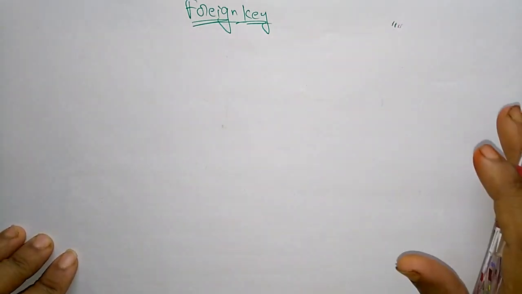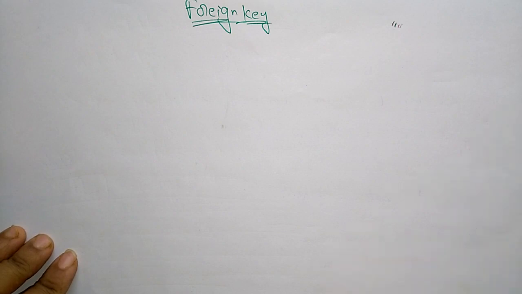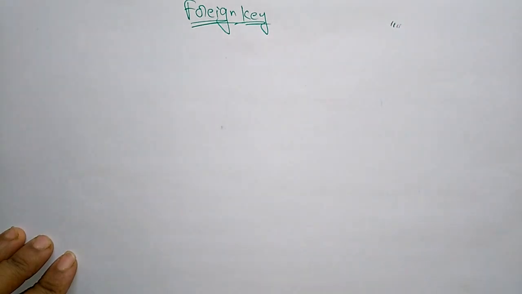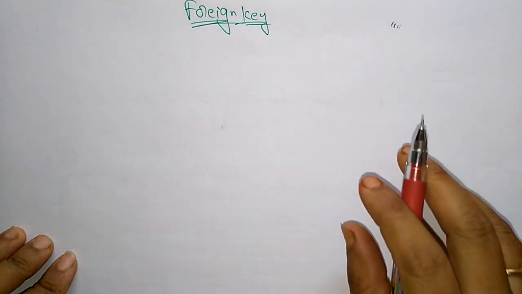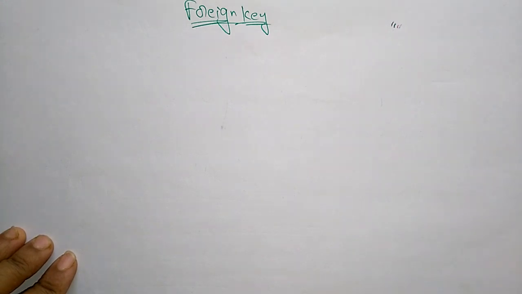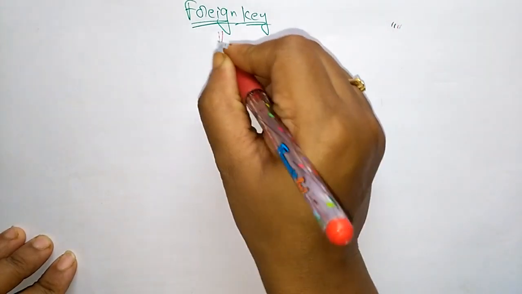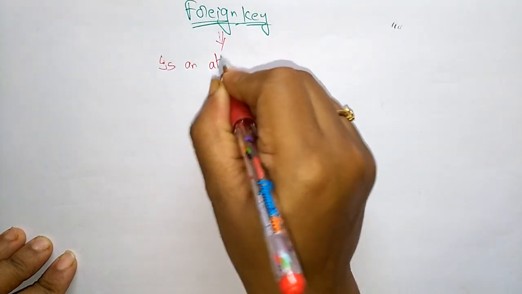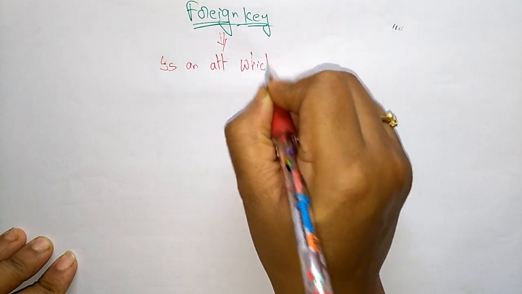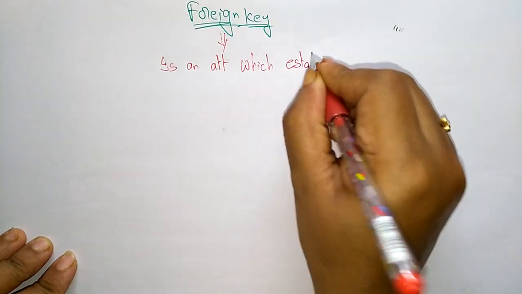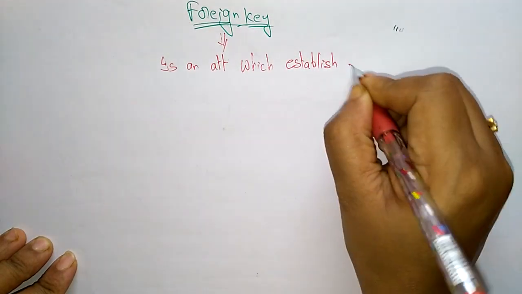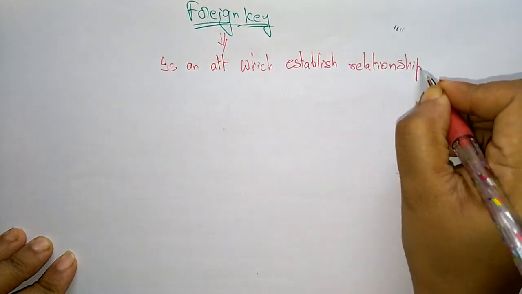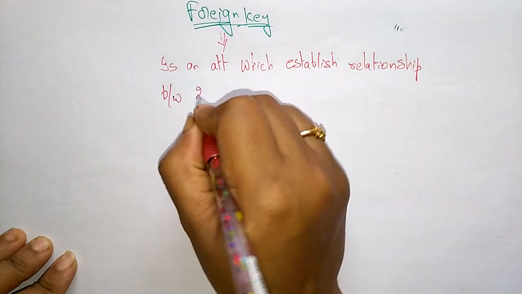So actually the foreign key is a key, you can call it an attribute. The first thing is that whatever the key, a key is an attribute. So here a foreign key is an attribute which establishes a relationship between two tables. Let me write. So foreign key is an attribute which establishes a relationship between two tables. Between any two tables.